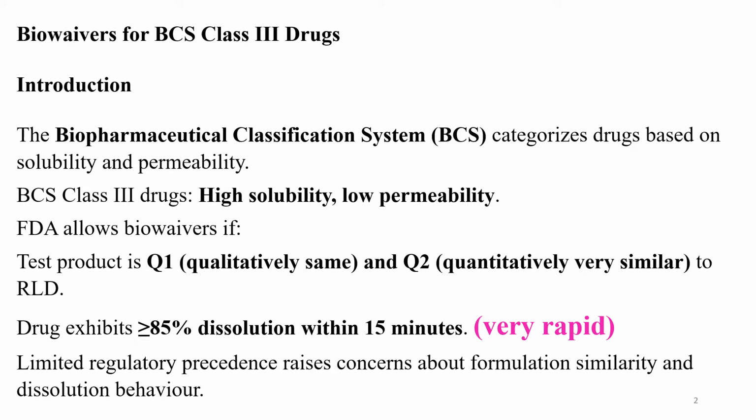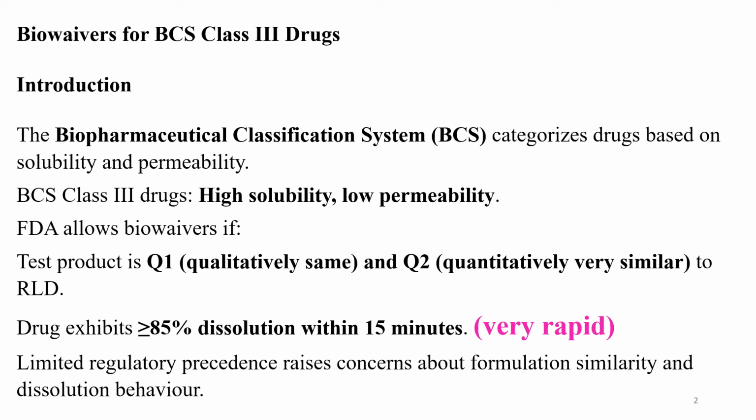The BCS classification system categorizes the APIs, drug substances, based on the solubility and the permeability. BCS class 1 drugs are highly soluble and highly permeable. BCS class 2 drugs are low soluble and highly permeable. BCS class 3 drugs are high soluble and low permeable, and BCS class 4 drugs are low soluble and low permeable.